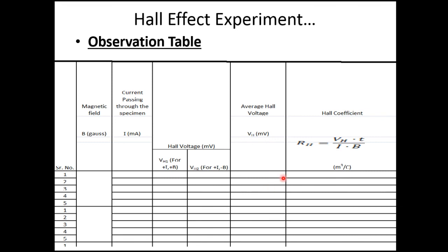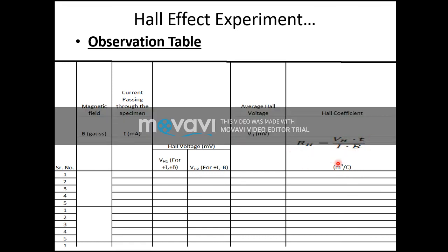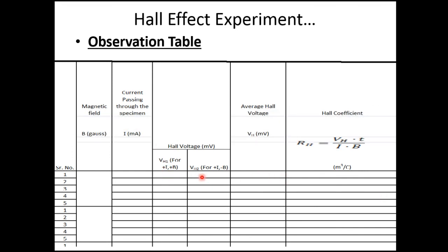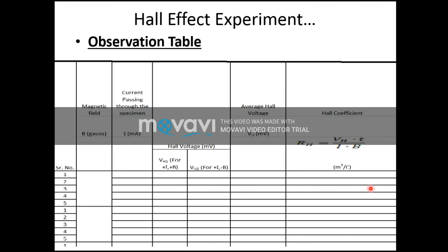Now you can calculate the value of Hall coefficient, which is given as VH into T divided by I into B. This value is given to you, T is given already. B you are fixing here, VH is coming from the average and I is here. So all these values of Hall coefficient you can calculate. So this you have done for one magnetic field. The same thing you can repeat for some other value of magnetic field.